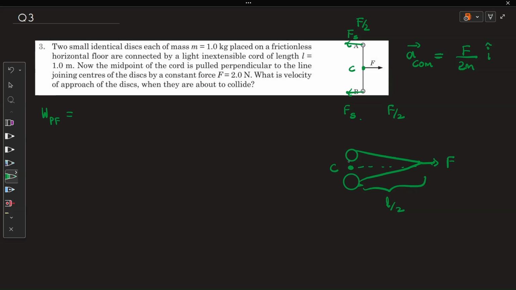In the center of mass frame of reference, the two discs move only in the vertical direction, no horizontal direction. So the work done by the pseudo force would be zero. Then which energy is converted into kinetic energy? There is a question which arises here.